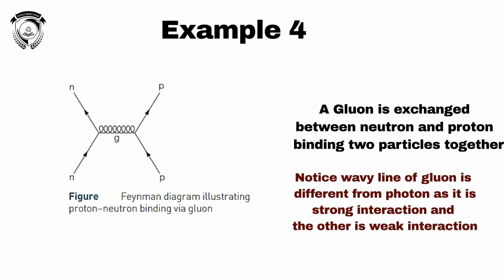It is different from the wavy line which you have seen in the previous examples for the photon, because this wavy line like this is actually a representation for strong interaction, and the other ones which you have seen previously are an example of weak interactions. So these wavy lines represent the strong interactions.